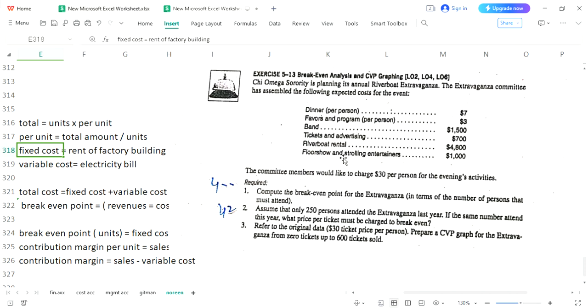We will see that. The committee members would like to charge 30 for the evening activity. It means they will receive 30 rupees from every person. If they are receiving 30 from every person, so this is your cost, and the amount received, 30 per person, is your revenue. First keep it in mind, we are related with revenues and costs. And obviously he is talking about the break even point we have discussed here. In simple way, the break even point is when your revenues are equal to your costs. There is a formula, but the concept should be in your mind.